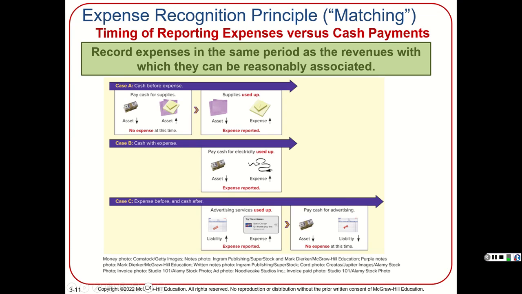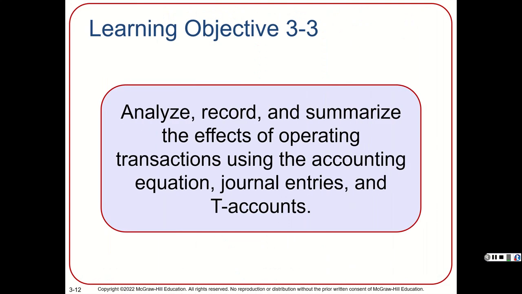Then you pay for the advertising. Your cash asset is going to go down and your liability is going to go down. So then the next thing we do, similar again to the transactions on the balance sheet, we're going to analyze, record, and summarize the effects of the operating transactions using the accounting equation, journal entries, and T accounts, just as we did before.